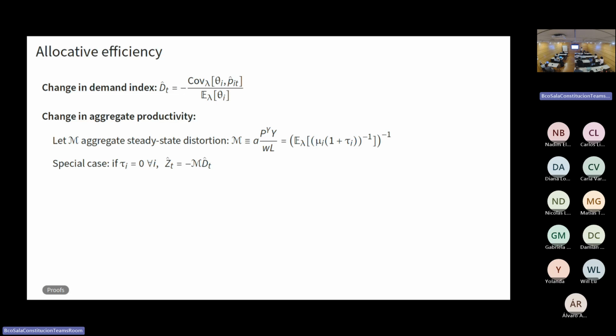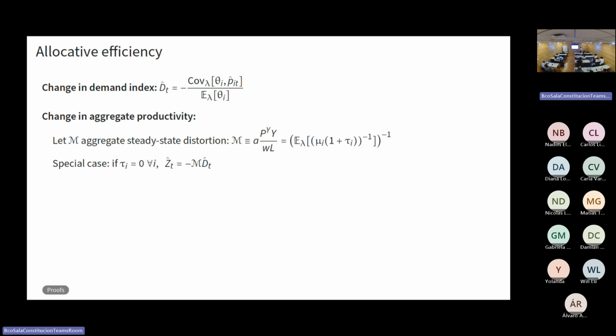Instead, the change in productivity you can write as depending on, first let me introduce this object, which is the aggregate steady state distortion. This economy is inefficient, as I said in the introduction, because firms charge different markups and because firms face different input wages. From the perspective of the aggregate in steady state, the steady state distortion that this economy is going to perceive is basically the geometric average of the individual combined distortion that firms have, weighted by the fact that different firms have different sizes in steady state.